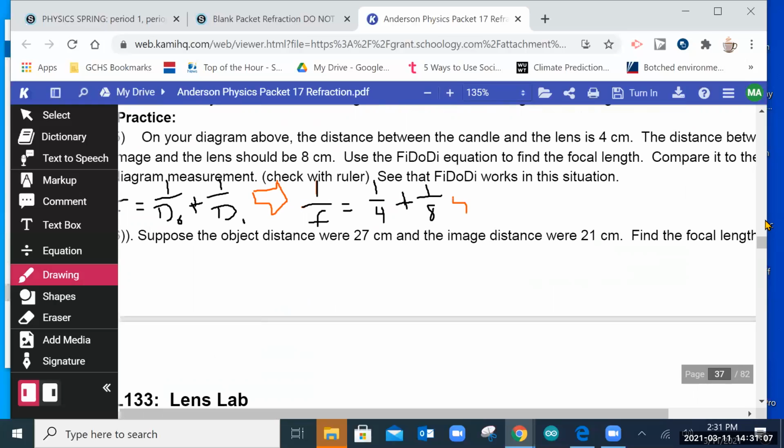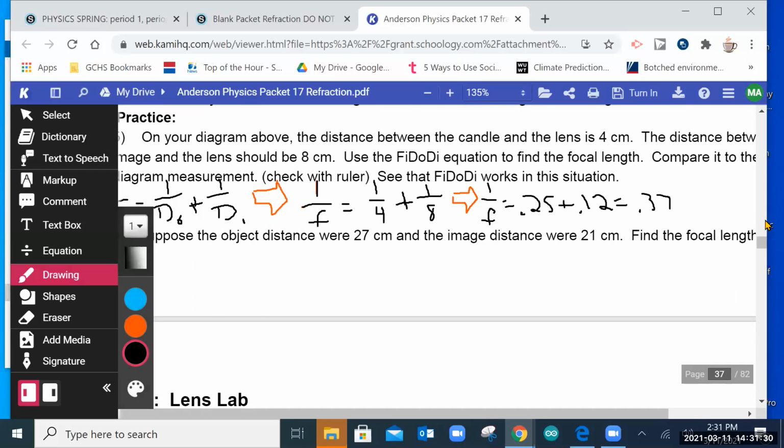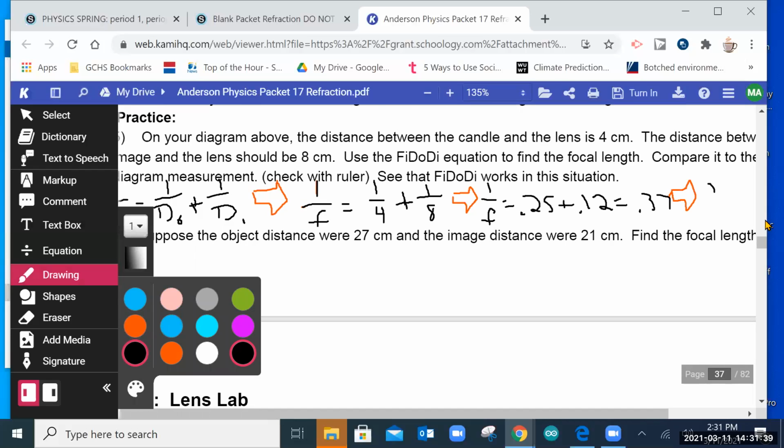Turn the fractions into decimals to make the adding really easy. The 1 over f stays the same. The 1/4 turns into 0.25, and the 1/8 turns into 0.125. Add those together and you get 0.375. Now that is not our answer, remember? That is equal to 1 over f. We want plain old f. So we got to flip everything upside down.